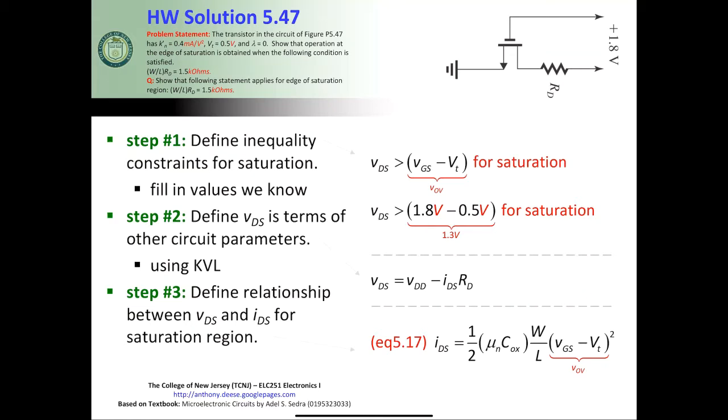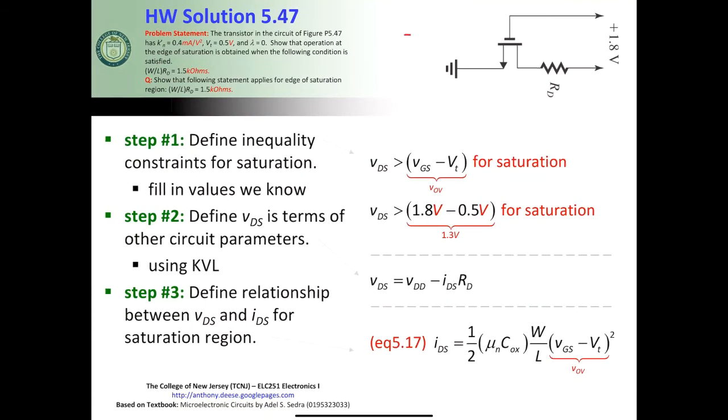So homework solution 547. The transistor shown here has a process transconductance value of 0.4 milliamps per volt squared, a threshold voltage of 0.5 volts, and lambda equals 0, so no channel length modulation. Show that operation at the edge of saturation is obtained when the following condition is satisfied. So this is a problem where they tell you what the answer should be. They just want you to show it.